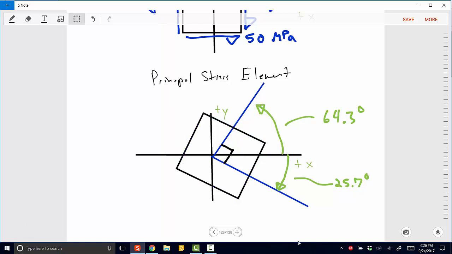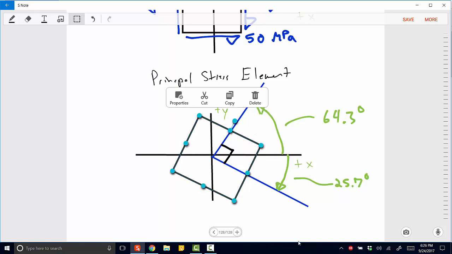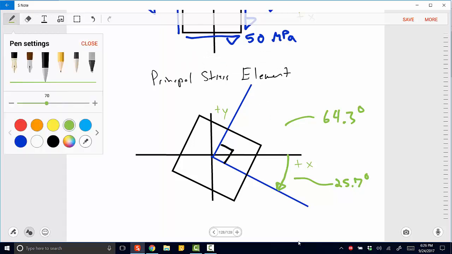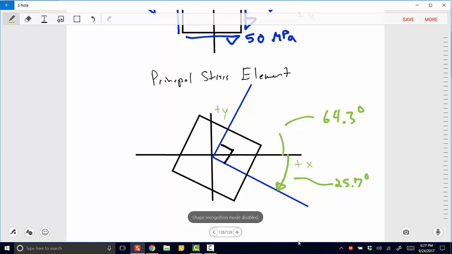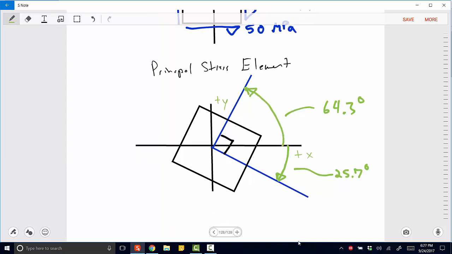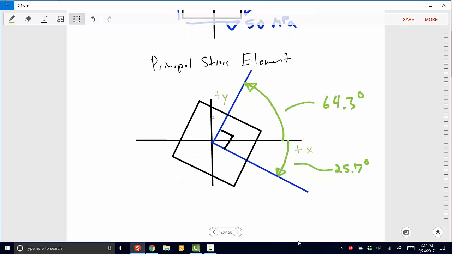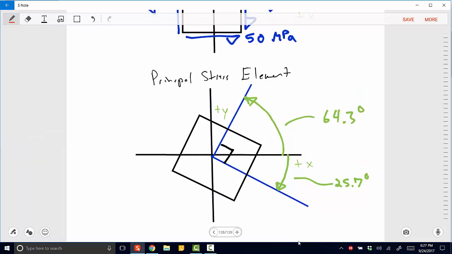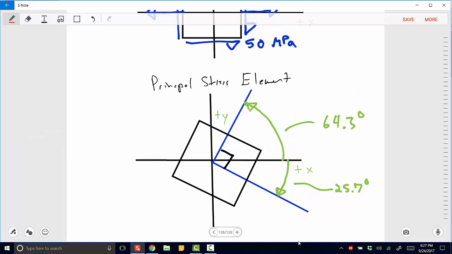And of course, I'm not a perfect artist here, but let's do this like that so it looks more right. And let's also make that touch a little bit more here, right? So now we've actually drawn the element. We did all of that. Now we have the element that we want. And now we need to put the values of the principal stress onto this body.